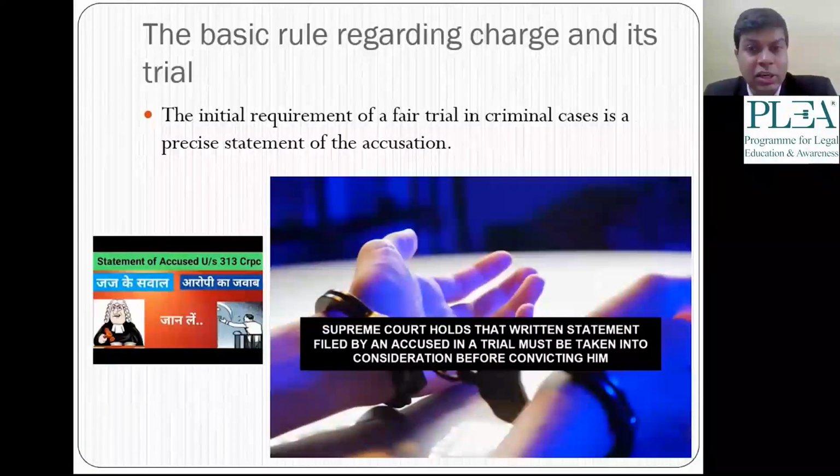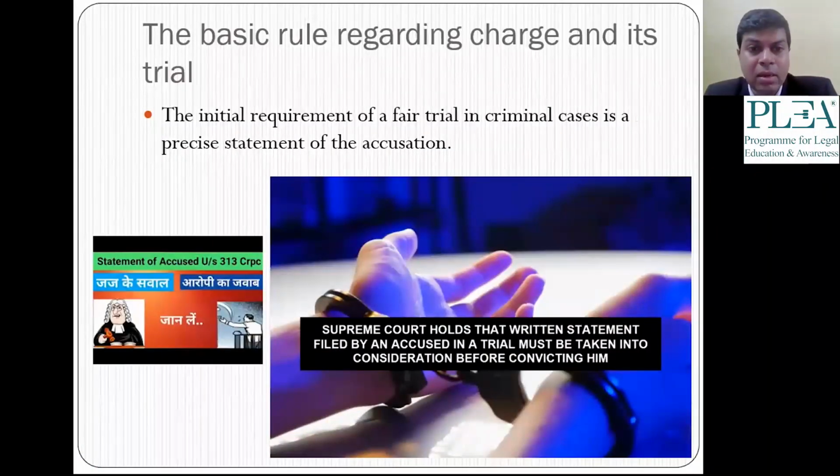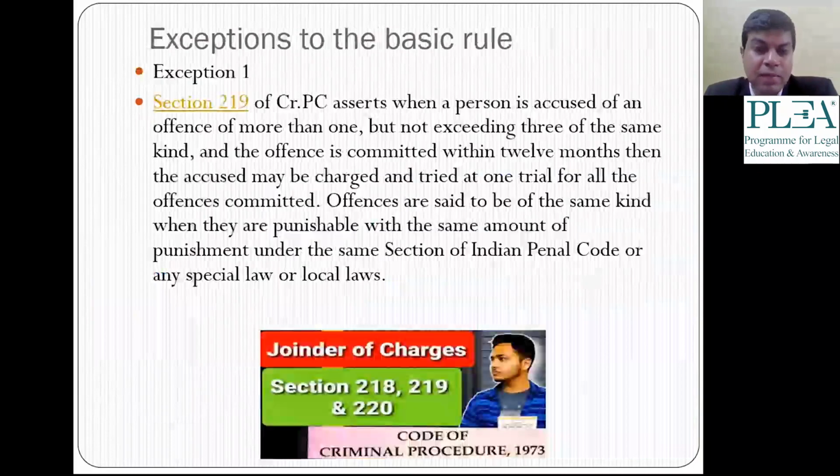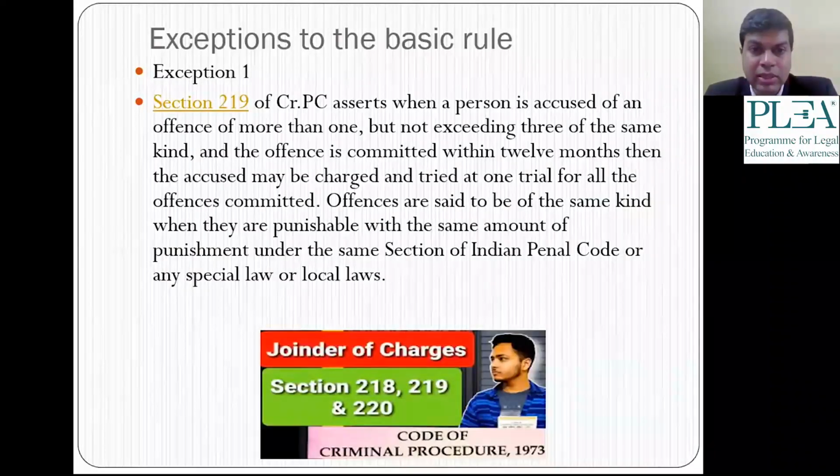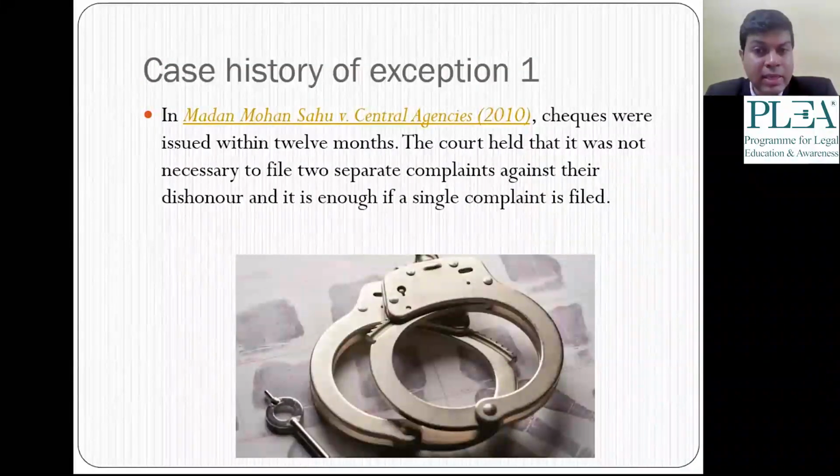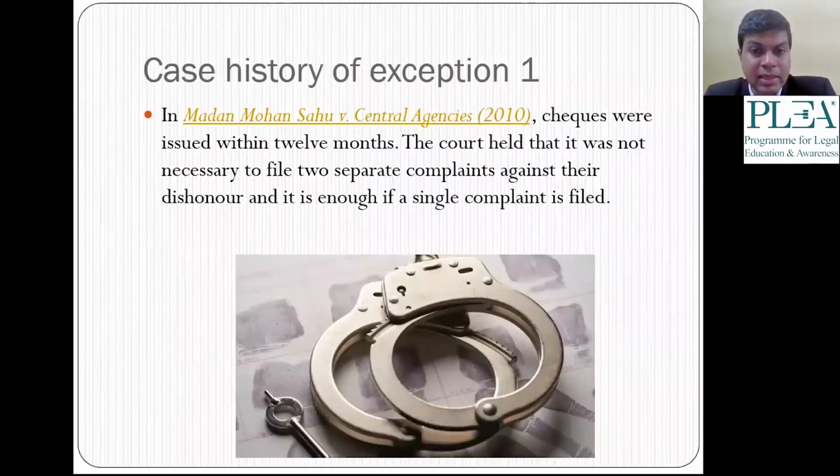That is the case history of exception number 1. In Madan Mohan Sahu versus Central Agencies 2010, checks were issued within 12 months. The court held that it was not necessary to file two separate complaints against their dishonor, and it is enough if a single complaint is filed. So if the checks were issued within 12 months, the court said that it is not necessary to file separate complaints; a single complaint is enough.